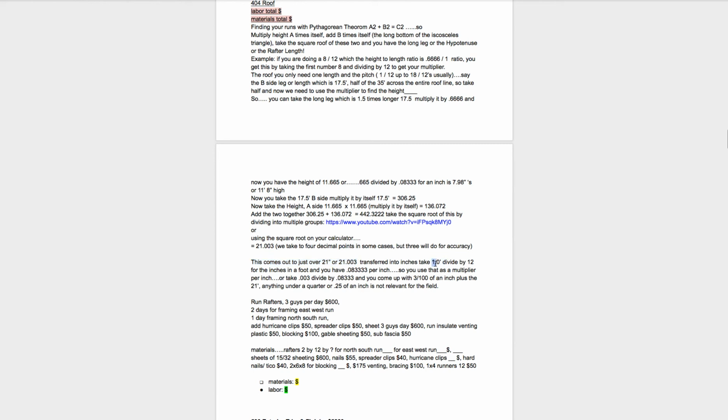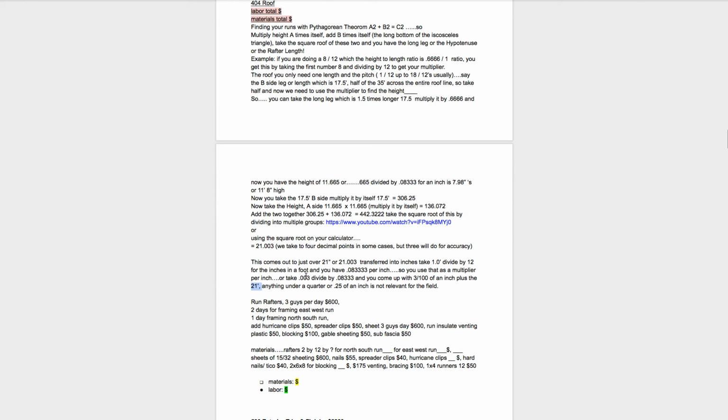If you take 1 foot, divide it by 12, that's how you get your 0.083333 multiplier that shows you your inches in the decimal system. So you take 0.003 divided by 0.08333, which is your per inch. You come up with less than 3/100ths of an inch. So we only need to go down to anything under 0.25 of an inch for our accuracy. So that's plenty good, right? Plenty good. So we have a 21 foot rafter, and we're good to go.